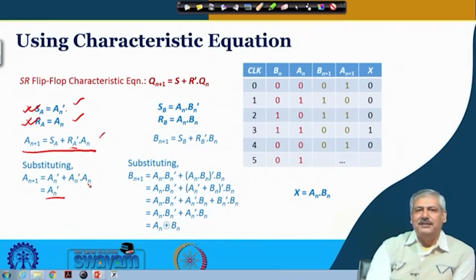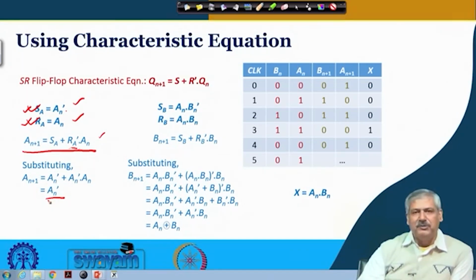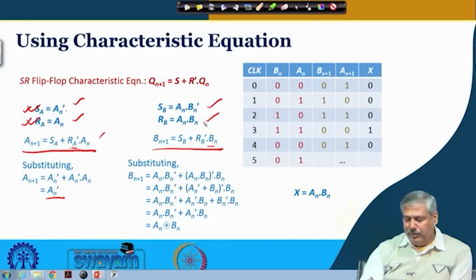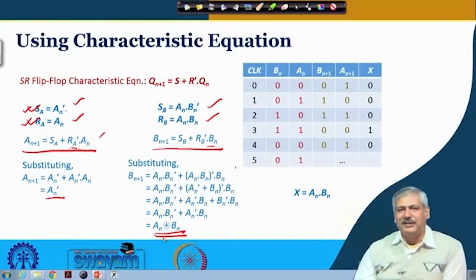And that we had actually seen in the previous cases, in the timing diagram also, that it is just toggling. The output of flip-flop A is simply toggling in every clock cycle, and that we can see from the equation also. Similarly, SB and RB we have seen, and we have got the flip-flop equation. Now, instead of Qn plus 1, we are writing Bn plus 1, Qn we are writing Bn, and if we substitute and put it into a more compact form by going through the steps of minimization, we see An XOR Bn.